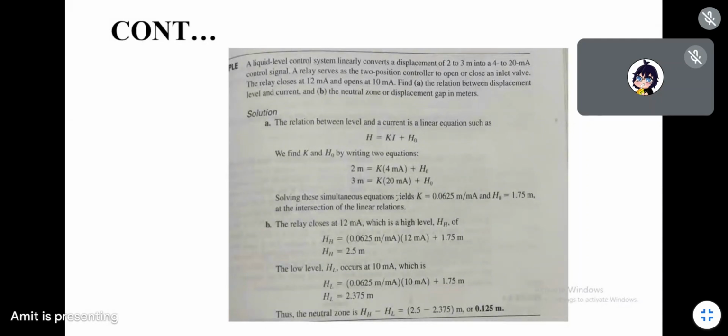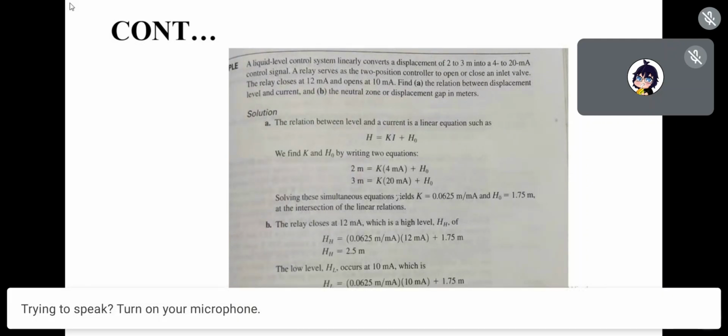So if it is 11 milliampere and the relay is on, previously on, it will remain in the on position. It will go off when it reaches 10 milliampere. So that's why you have to find the neutral zone. That is in your two-position controller mode. So first, the solution we will go through.